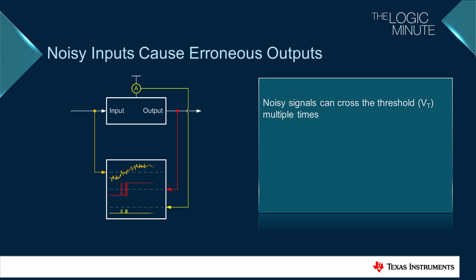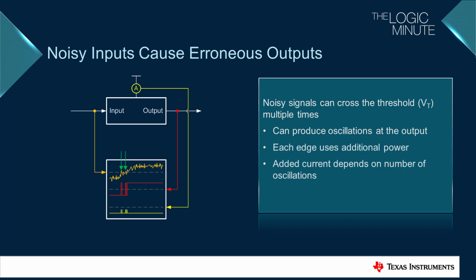A noisy input can cross the threshold multiple times, causing oscillations, as shown here on the red output signal, and will cause added power consumption, shown with the yellow supply current measurement. Note that each time a noise peak crosses the threshold, the output switches, and each time the output switches, there's a spike in supply current. When the output switches many times, this can cause a noticeable increase in power consumption. Obviously, these side effects are undesirable and we want to avoid them.